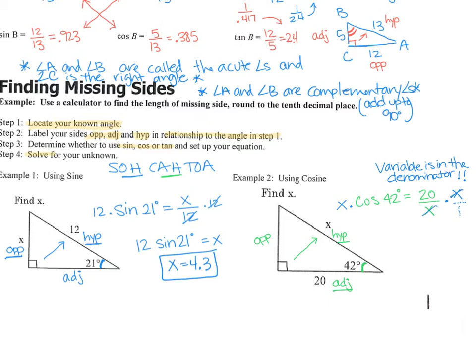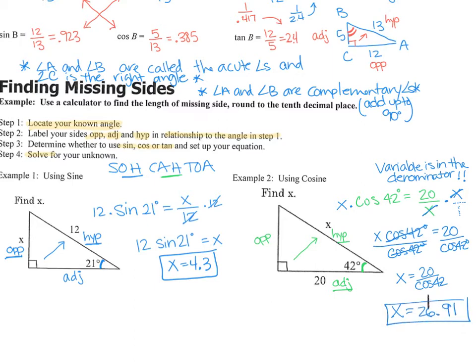My x's just canceled, and I have x times cosine of 42 degrees equals 20. I did that because now my x is in my numerator. My x is up and out of the denominator. However, I want to get it by itself. Let's divide by the cosine of 42 degrees to move it to the other side. The cosine cancels, and I get x equals 20 divided by the cosine of 42 degrees. I grab my calculator, I do 20 divided by cosine 42, and I find once I press equals, I get 26.91 for my side length.